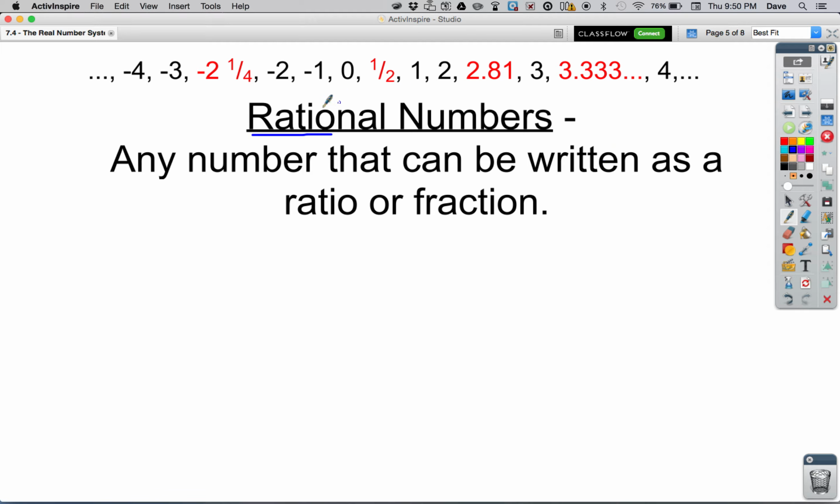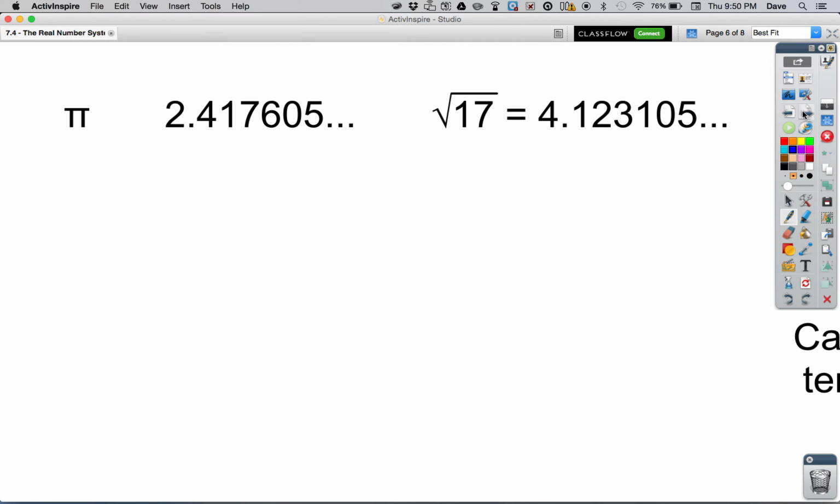For a while, everybody thought this was a complete list, and we could do all the different types of math problems that we needed to. But then somebody found out there was another problem. We started to use numbers like square roots. The square root of 17 gives you 4.123105, and so on. It goes on forever, but not only does it go on forever, there's no pattern to it. Another famous number like that, which you're probably familiar with, is pi.